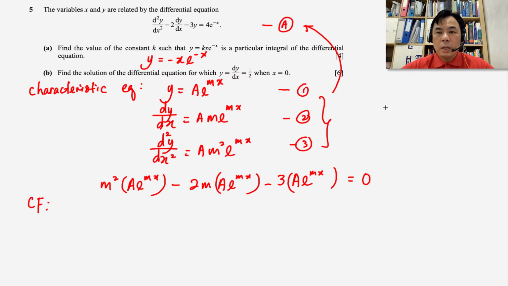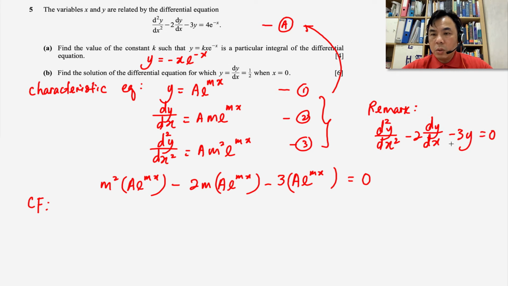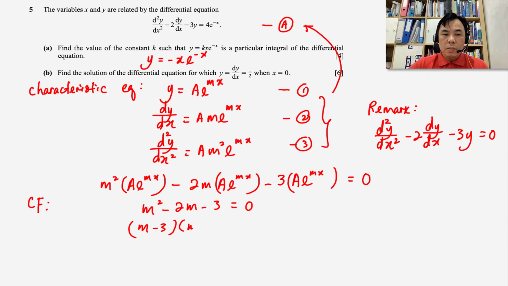So here I'd like to make a remark. We are considering the homogeneous equation d²y/dx² minus 2 dy/dx minus 3y equal to 0. That is our consideration here, and that's the reason why we have this. Because e^(mx) cannot be equal to 0, we can simplify, and that is what our characteristic equation looks like. And then you can factorize that quite easily.